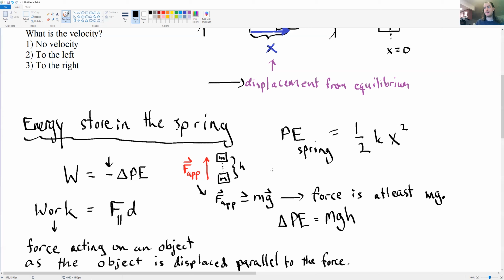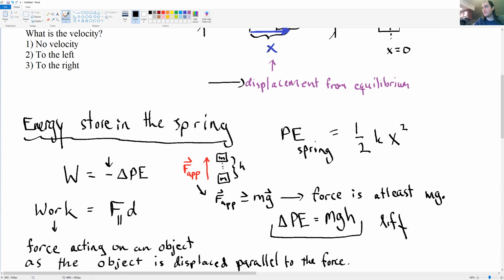So again, the minus sign: the gravitational force is pointing downward. So that's anti-parallel, not parallel. The gravitational force is in the opposite direction as I lift the object. That's where the extra minus sign comes from, so that the final answer is plus. Okay, so notice the change in potential energy. When I lift an object, it gains potential energy.